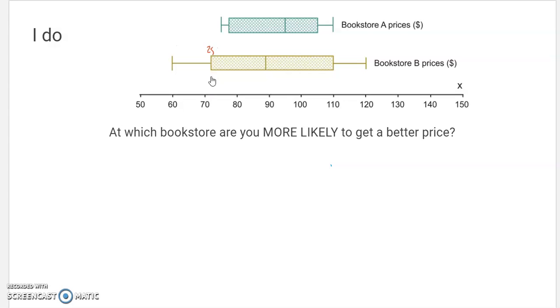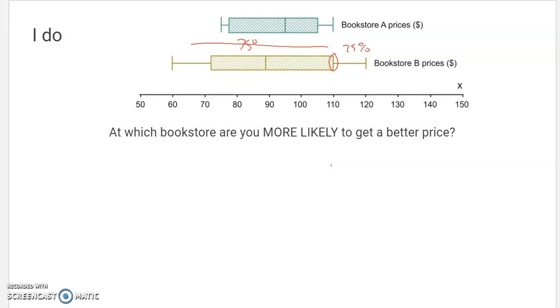Then there's the median of the data set right here. That's the 50% point. So in this case, 50% of the books at this store cost less than about $90 and 50% cost more. Man, these books are expensive in college, y'all. No joke. And then a similar thing is the upper quartile right here. So 25% is this way, and the other 75% is this way. So 25% of the books cost more than $110, and 75% cost less.